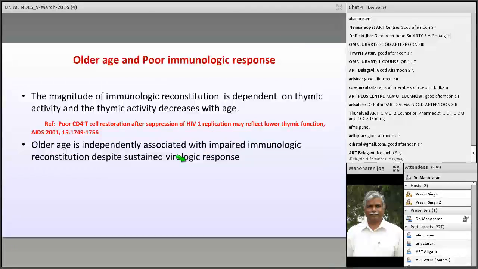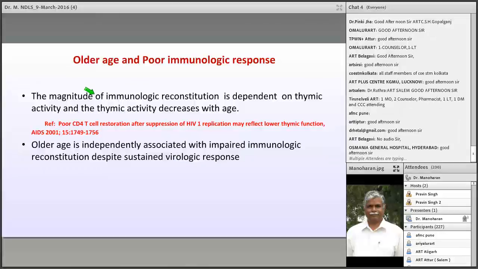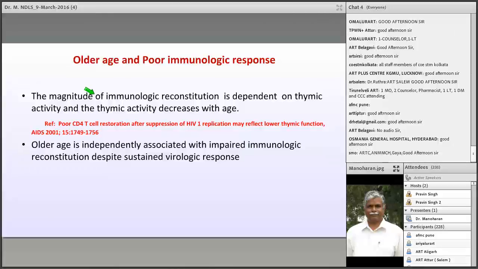Why is old age responsible for poor immunological response? Because the magnitude of immunological reconstitution is dependent on thymic activity, and thymic activity decreases with age. Older age is independently associated with impaired immunologic reconstitution despite sustained virologic response.